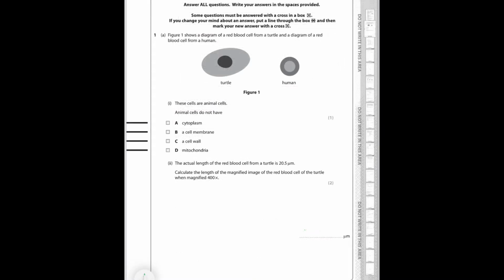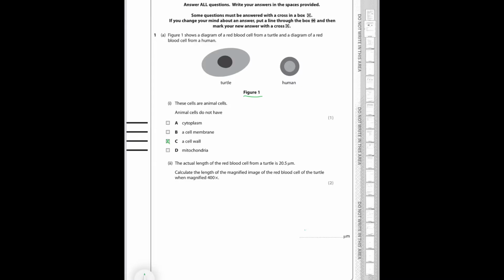In question 1, we are given figure 1, and this shows a diagram of a red blood cell from a turtle and a red blood cell from a human. The cells are animal cells, and we've got to complete the sentence. Animal cells do not have A, a cytoplasm, B, a cell membrane, C, a cell wall, or D, mitochondria. And the correct answer would be that animal cells do not have a cell wall.